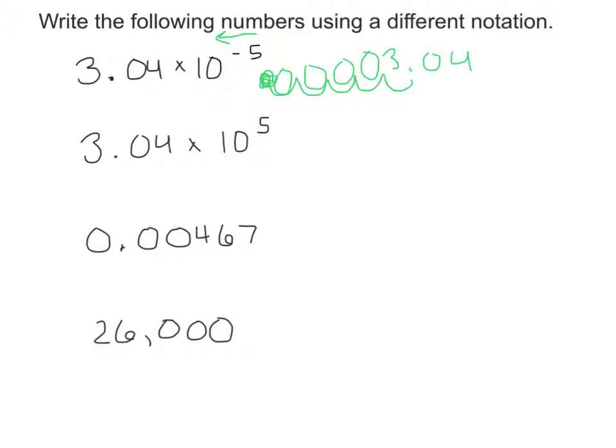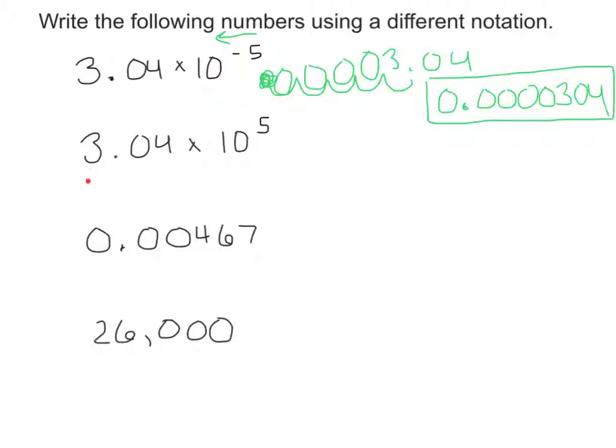So the correct final answer for that one is 0. And then you see we have 4 zeros here. 1, 2, 3, 4, and then 304. So that's my final answer for the first one. So the negative indicates we're going to have a smaller number, smaller than 1, and this is just the work I kind of showed you there.